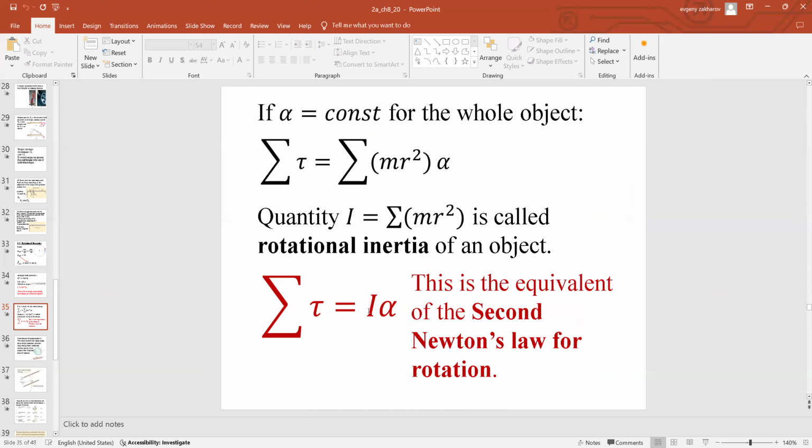F equals ma, but it's not the force, it's the torque now, net torque. It's not mass, it's rotational inertia. And it's not linear acceleration, it's angular acceleration. This is your main equation for dynamics of rotational motion.